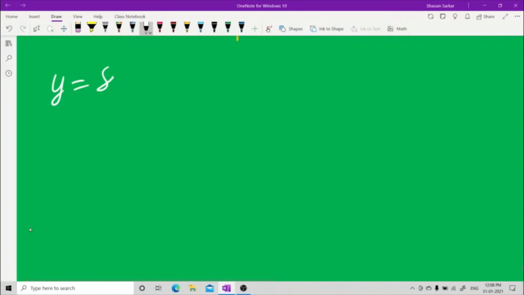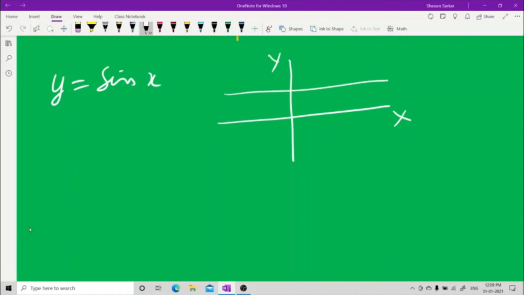Y equal to sine x. You already know this graph is like this. This is your x-axis and this is your y-axis, and these are your plus 1 and minus 1. Now you know this graph goes like this and like this. And this graph here goes like this and like this.